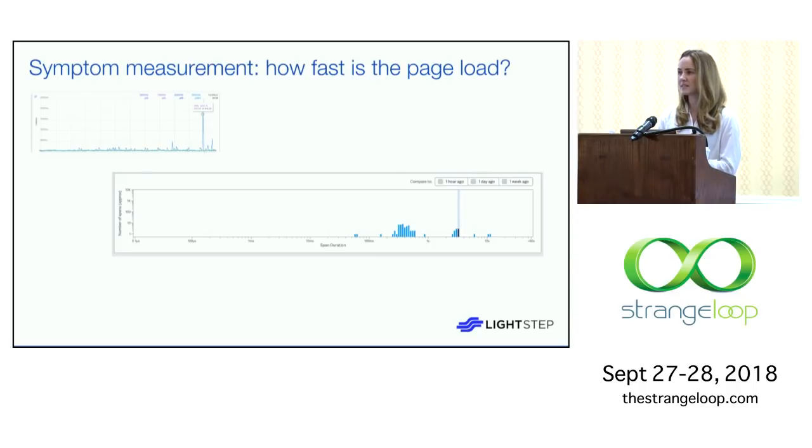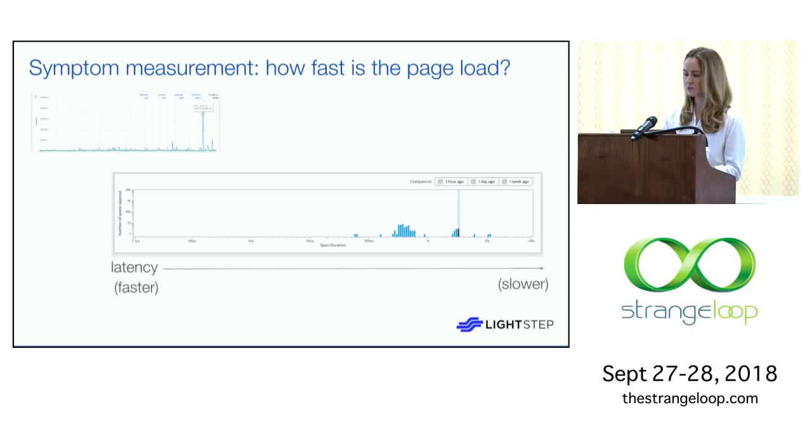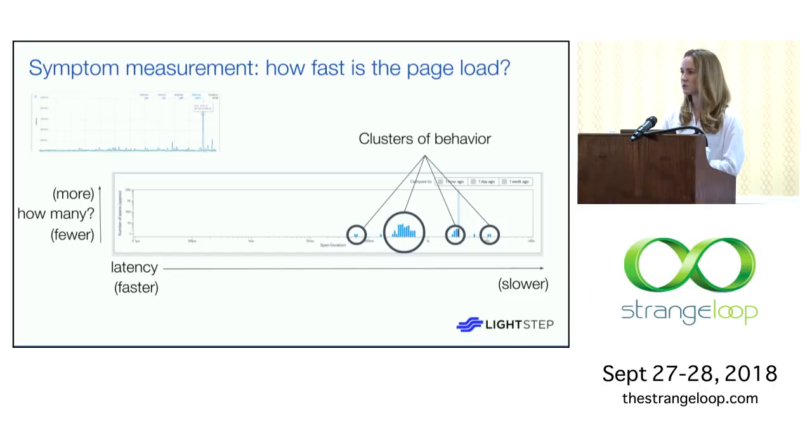If I look at the latency histogram with what's going on, it was a lot clearer to see. Just as a reminder, the latency is along the x-axis, so slower is to the right. And what I can see now is that there are these distinct clusters of behavior. There's some requests that are being served very quickly. There's a big cluster that's around a few hundred milliseconds, so those ones are fine. Those are still fast enough.